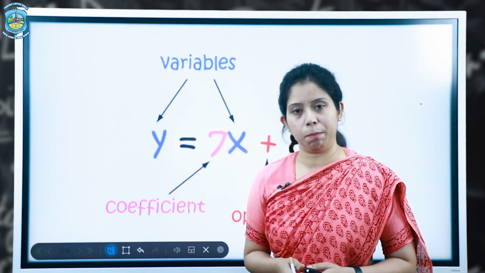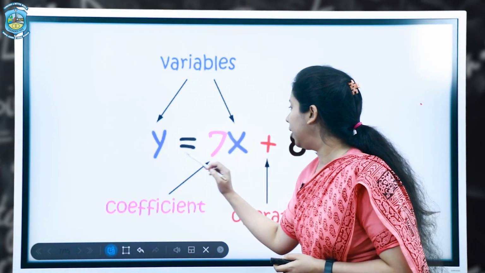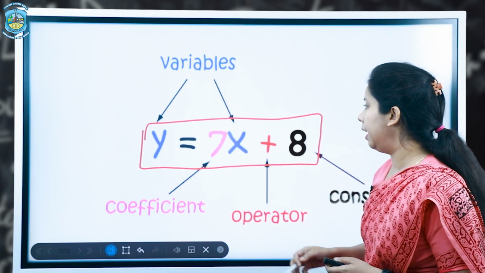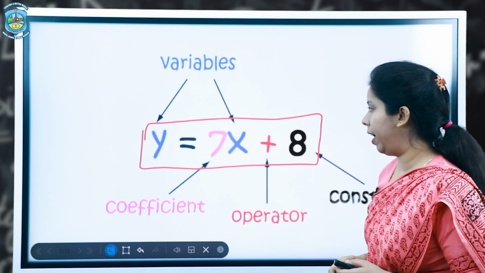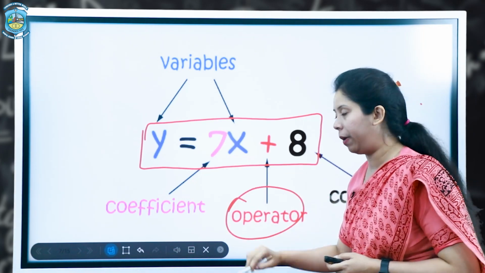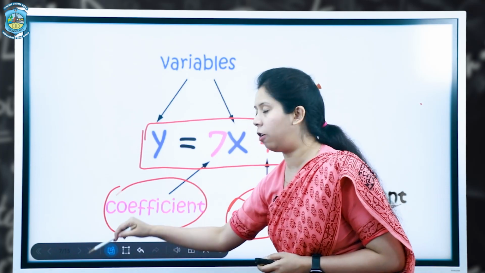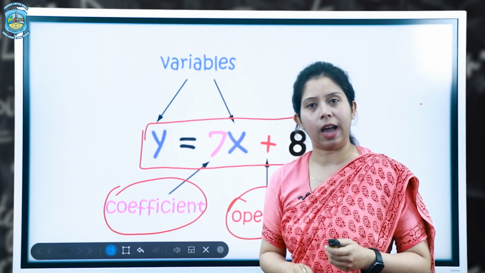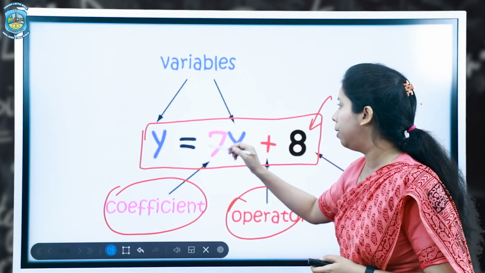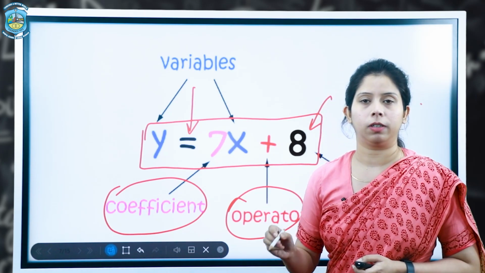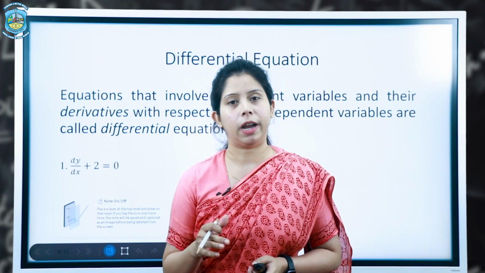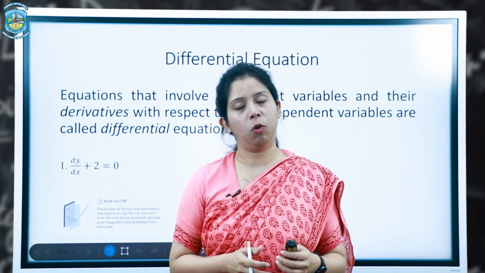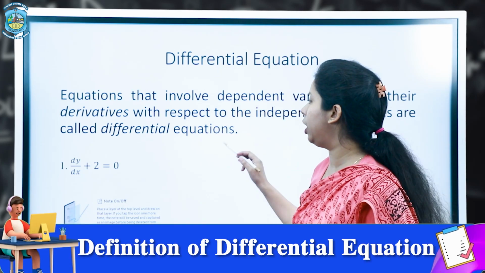Now we have another example of an equation, y is equal to 7x plus 8. Here you can see that x and y are the variables, plus is the operator, 7 is the coefficient of x, 8 is a constant, and this expression in totality is an equation. Why? Because it has a sign of equality. Students, by now you have understood the definition of variables and equations. Now moving on to the definition of differential equations.